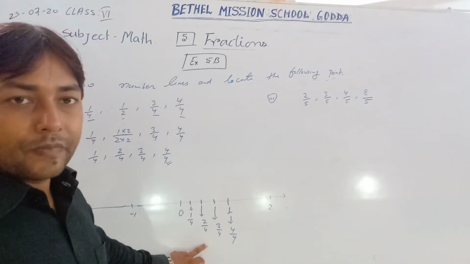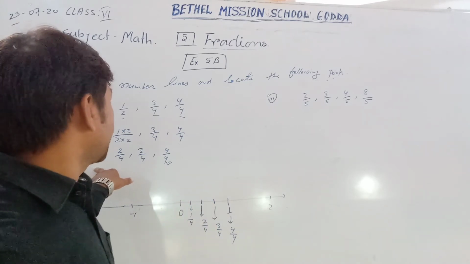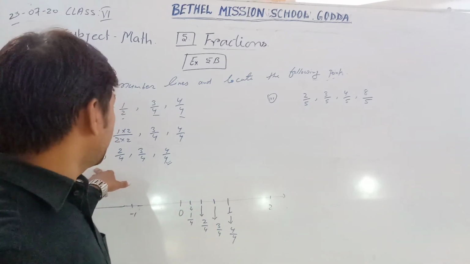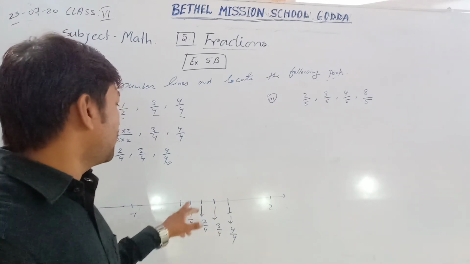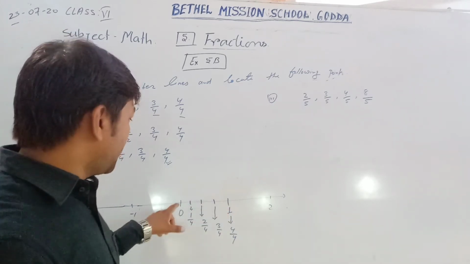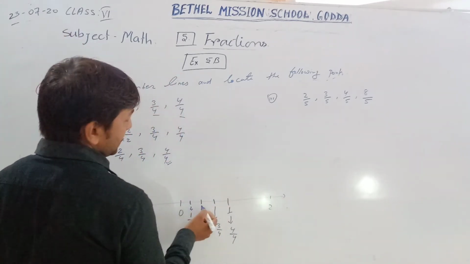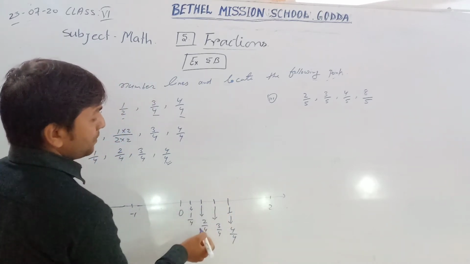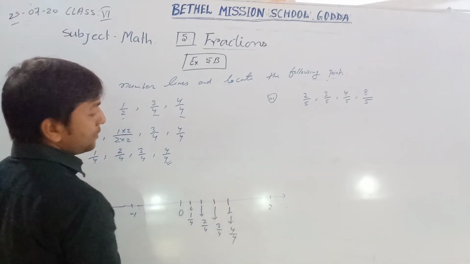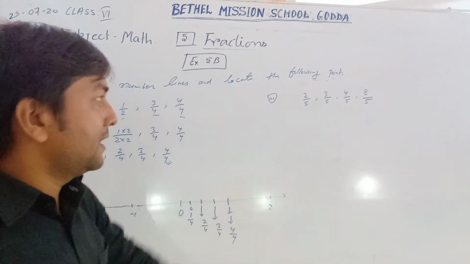Okay, I hope you got it. You will divide by whatever denominator is given. The denominator given is 4, so between 0 and 1 you will divide into 4 equal parts, and you will count from left to right: first, second, third and fourth. This is 1 upon 4, 2 upon 4, 3 upon 4, and this is 4 upon 4. Okay, I hope you got it. Same we will do here.